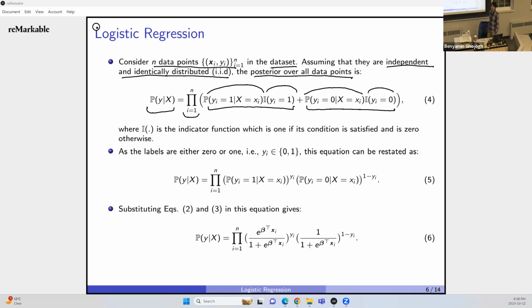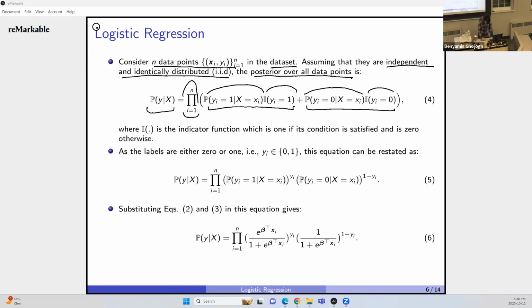This I is the indicator function. So for every point, either I have the first term or the second term. It's either the probability of class 1 plus 0, or 0 plus the probability of class 0. Did you see that? Okay.